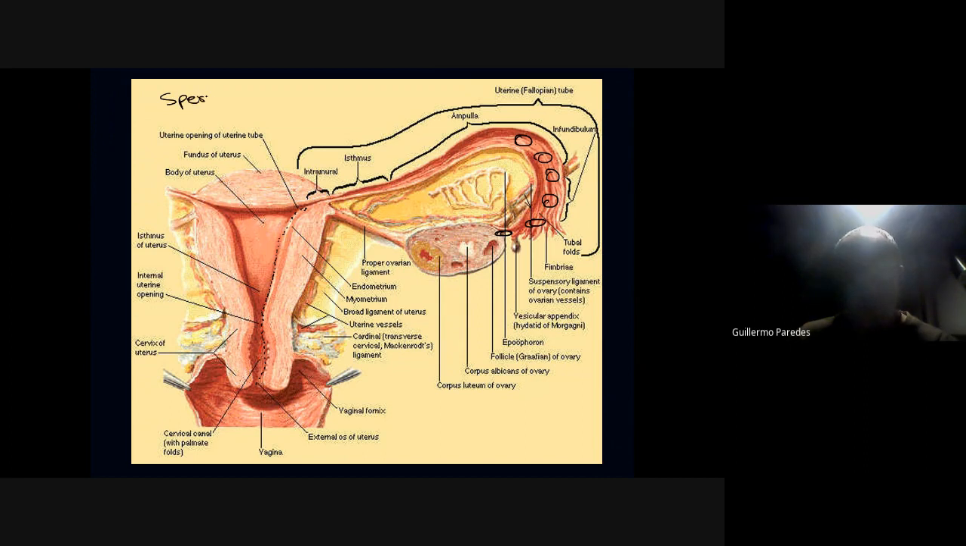Spermatozoids can last one day to 7 days, so they can be around for a week. Most commonly, 3 to 4 days, but more than that they are not there. The spermatozoid is coming this way, and finally finds the ovum. That is where the fertilization happens.